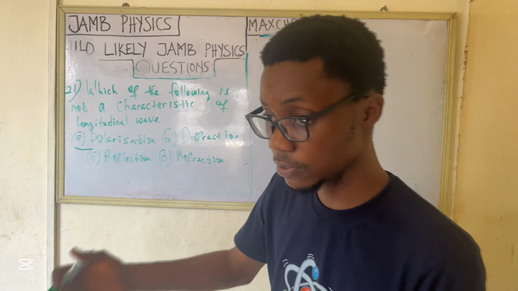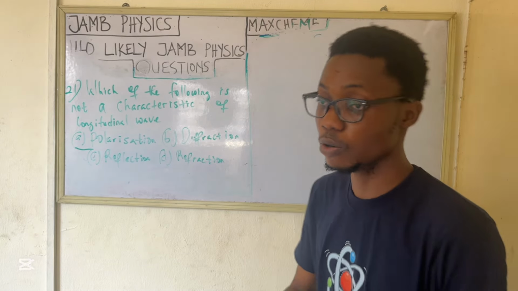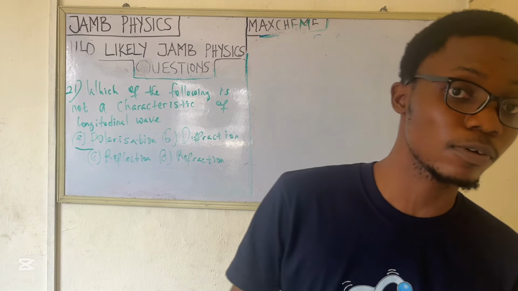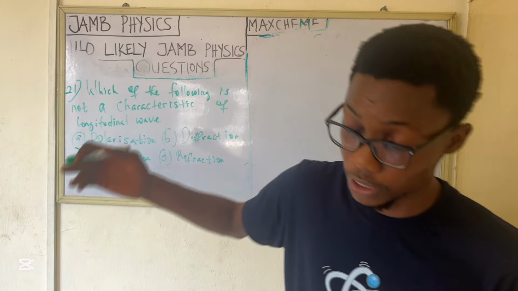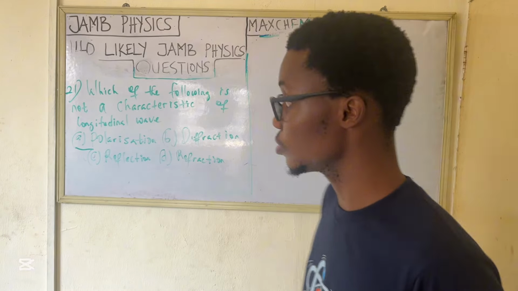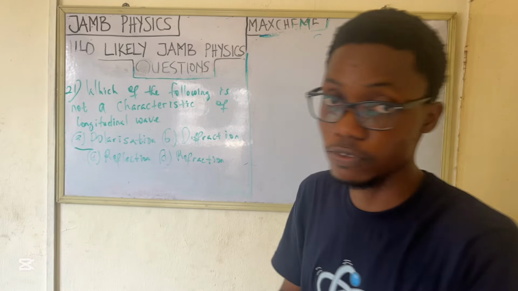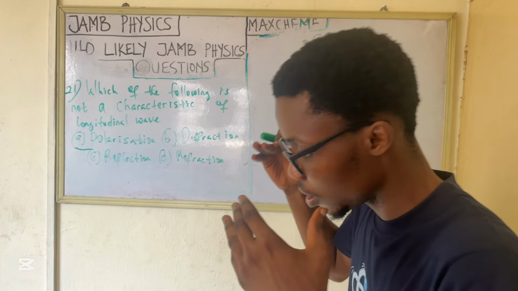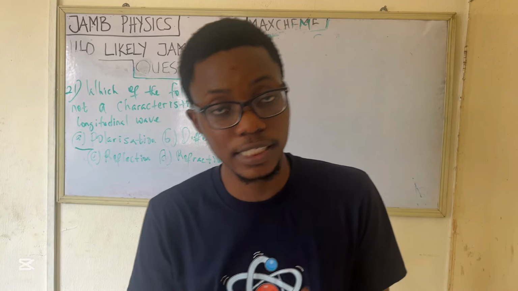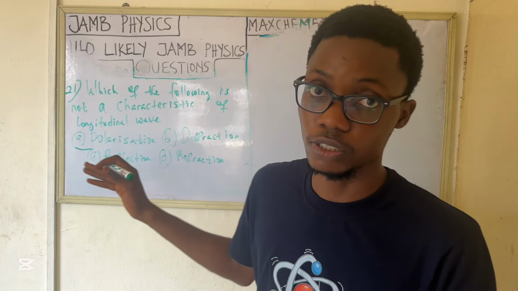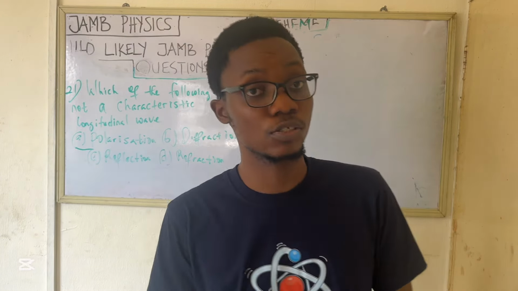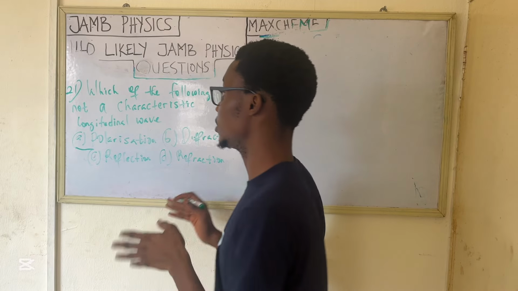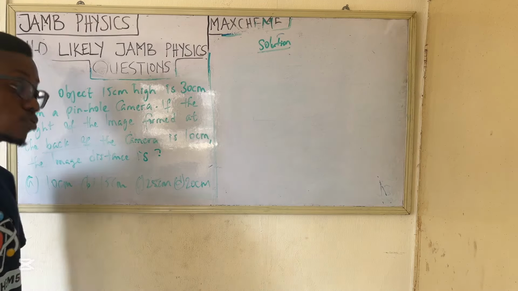Examples of transverse waves are water waves and electromagnetic waves in the form of radio and light. For longitudinal wave, you have sound wave. So you have to know that polarization is not an attribute of longitudinal wave, and I have explained longitudinal wave to you guys. So that is all. Question 22.